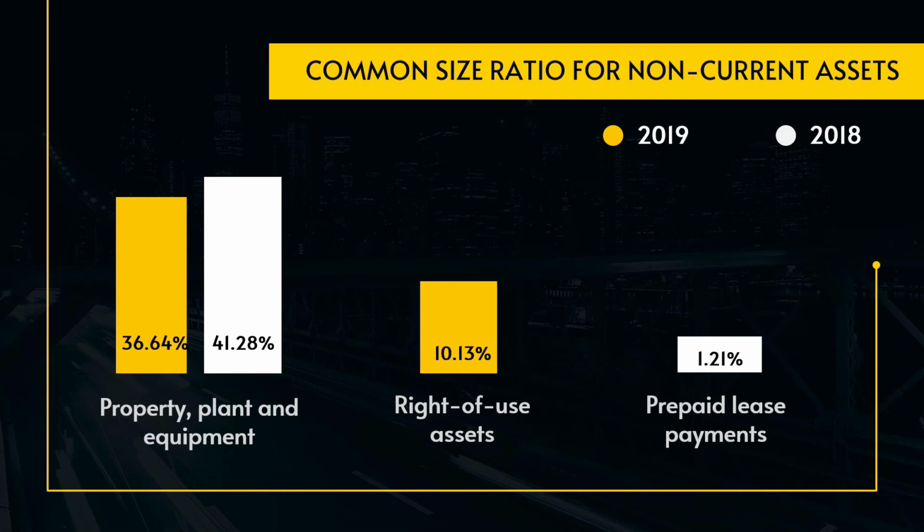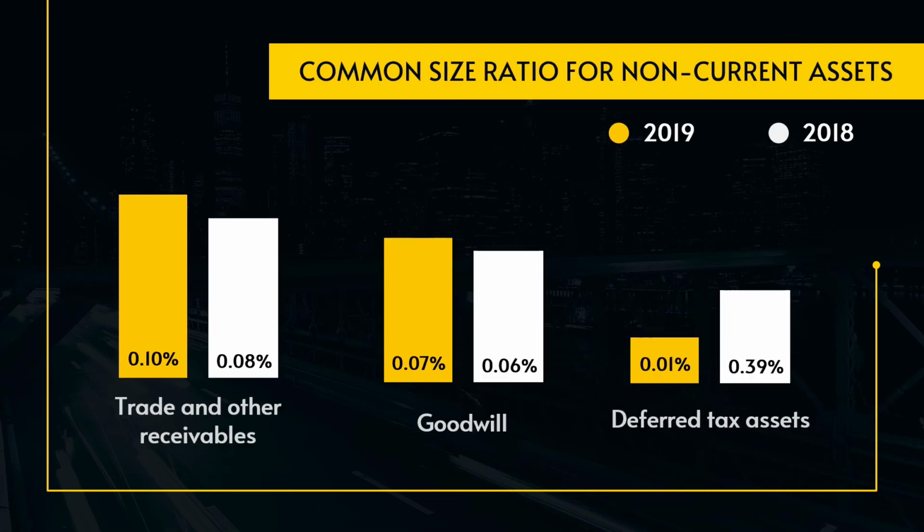There was no prepaid lease payment in year 2019, but in year 2018, there is 1.21% of common size ratio of prepaid lease payments. The next item is trade and other receivables. There is an increase of common size ratio of trade and other receivables of 0.02% from 2018 to 2019. The next one is goodwill. There is also an increase of 0.01% in common size ratio from 2018 to 2019.